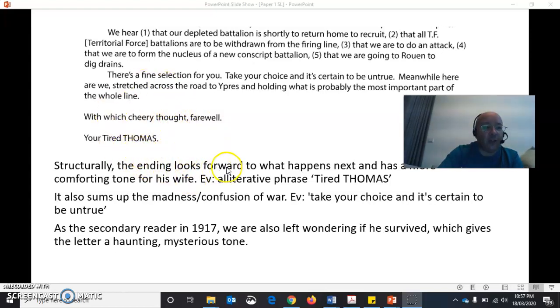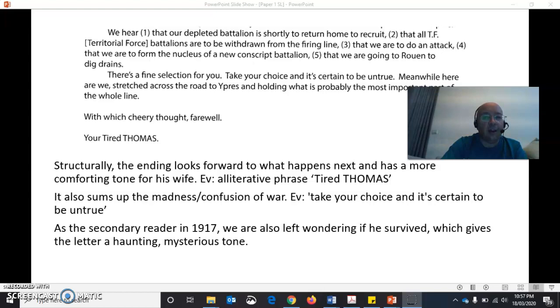Also, if we look at the secondary reader in 1917, we're also wondering possibly if Thomas survived. We don't know from this extract if he actually survived the war and made it back to his wife. And that mystery, that unanswered question, also maybe gives a more haunting, mysterious tone to the piece.